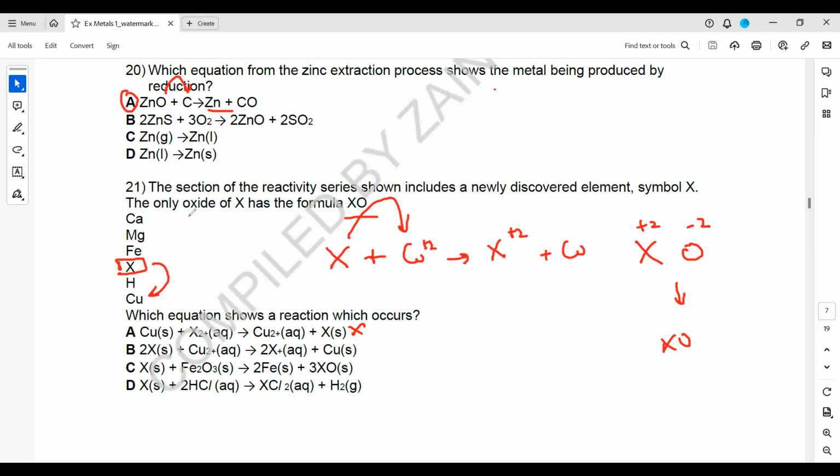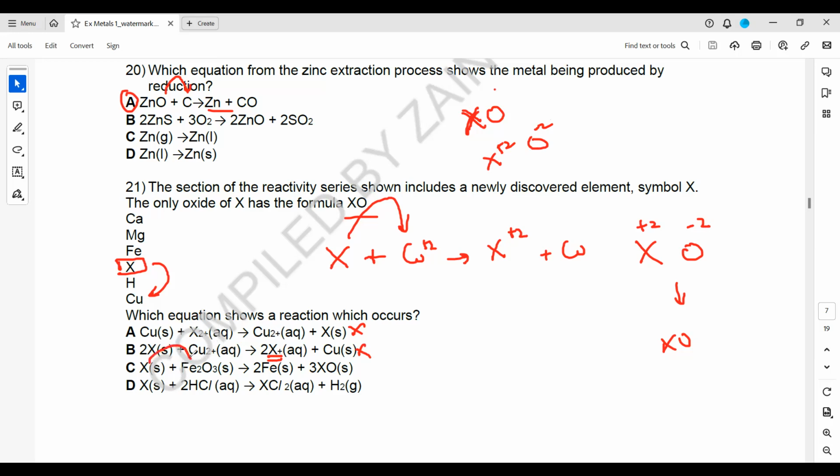Okay. And in the section of reactivity, the only oxide of X has a formula of XO. Now, when you check this one, why is this equation not correct? If you see the charge on X, the reaction can happen, but why is this not correct? The charge on X here is written +1. It should be +2. Why should it be +2? Because the oxide of X has a formula of XO. If it has an oxide formula XO, then X should be +2 and O should be -2. So that's why this equation is wrong in terms of charge on X.